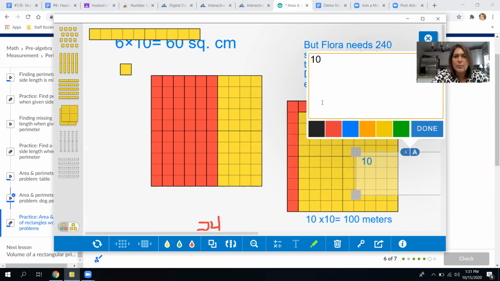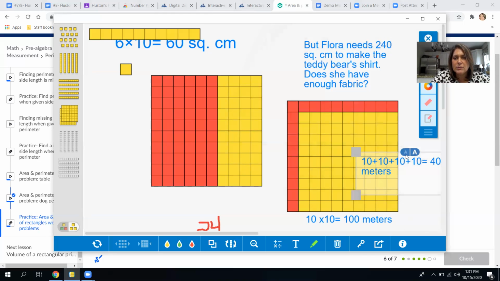Oh, I keep putting equals. Shift. Plus 10 plus 10 plus 10. And that equals, drum roll please. You got it. 40 meters. Remember, we're talking meters with this, not centimeters.